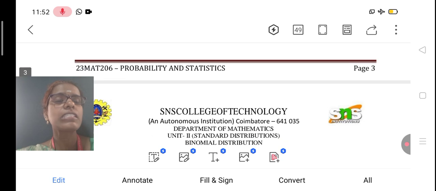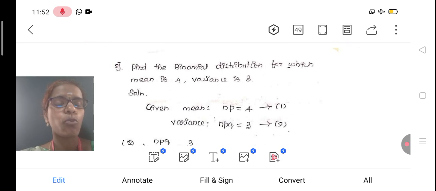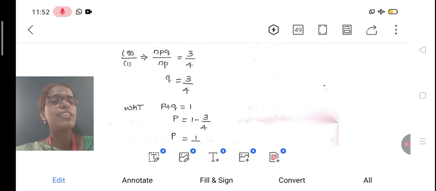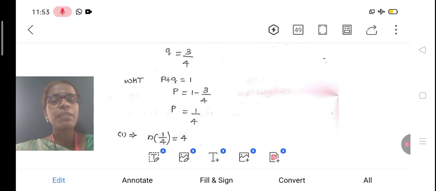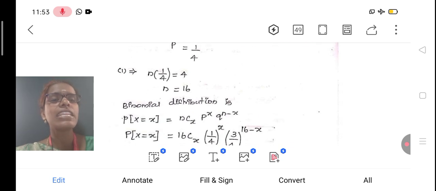The second problem is, find the binomial distribution for which the mean is 4 and the variance is 3. The similar concept, they just changed the data. Now np is 4 and npq is 3. Just divide 2 by 1. From that we are getting q as 3 by 4, and p as 1 by 4. Replace it in any one equation. Just replacing in the first equation, n into p, which is 1 by 4, equals 4. From this we are getting n as 16.